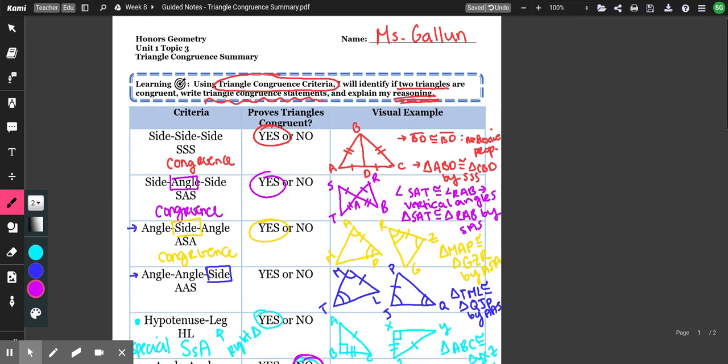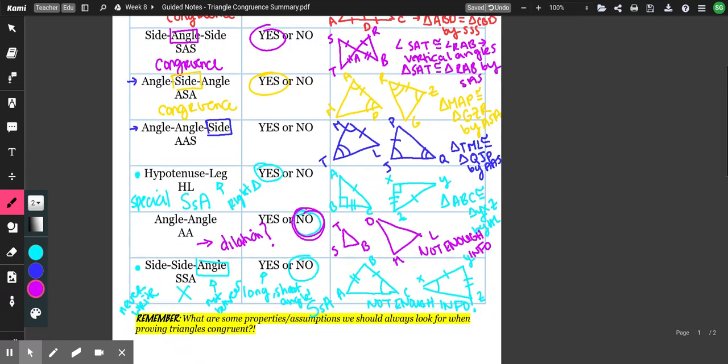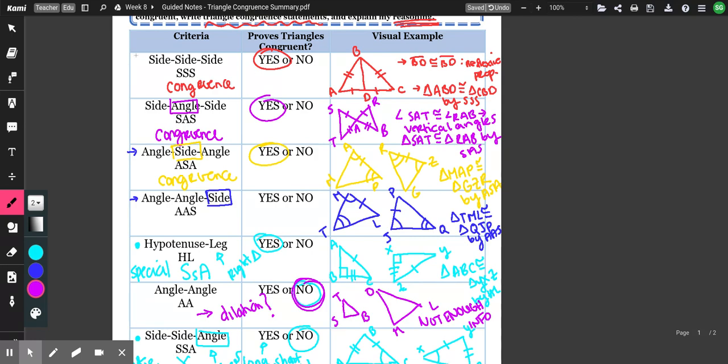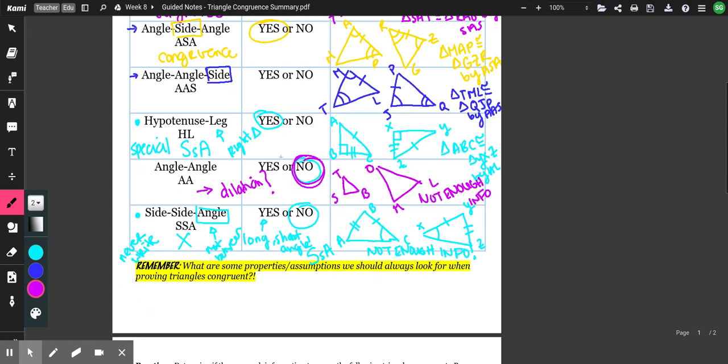So here was a nice review of all of the criteria. Essentially, even if something's not multiple choice, you can make it multiple choice, right? If it says, are these triangles congruent and why, your reasons are either side, angle, side, angle, angle, side, HL, or these right here, these two, not enough info. Oh, sorry, that's just for this one and this one.